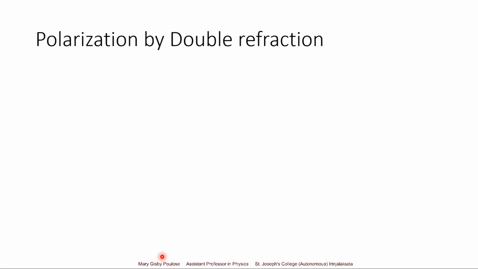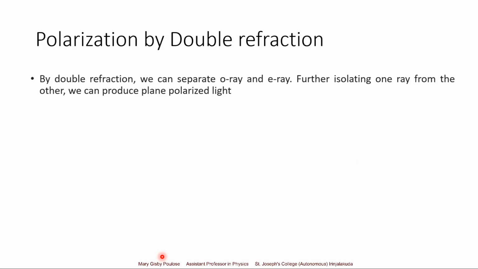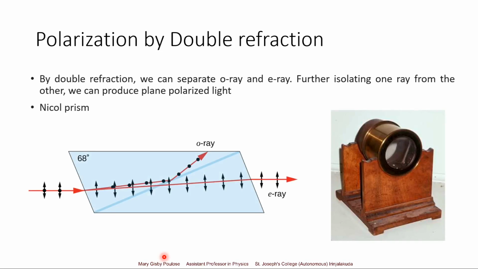We can polarize light by double refraction. So here, by double refraction, we can separate the O ray and the E ray. Further, isolating one ray from the other, we produce plane polarized light. This is achieved in the Nicol prism.